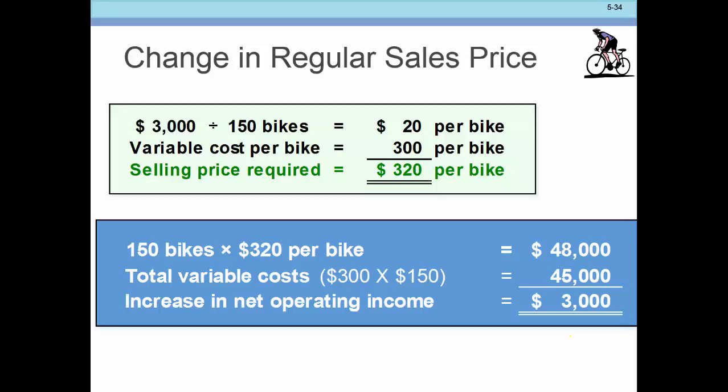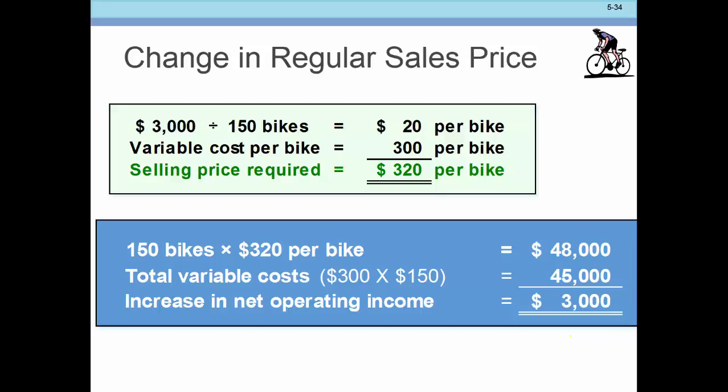Okay? Now this is assuming a couple of important things. The first thing it's assuming is we have factory capacity to make an additional 150 bikes. If we're tapped out in terms of our capacity, we're done, right? We can't sell any more bikes at this point, right? So we'd have to have the capacity to do that. What else are we assuming? Okay, that our fixed costs stay the same.